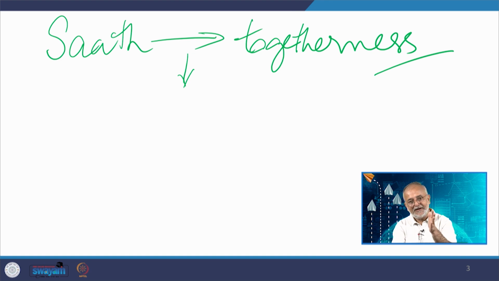Somehow if you have created a movie around saath, for example, and the product is shown there somehow enabling togetherness, now that is also very interesting basically. Now that is where innovation in terms of message to methods traverses.